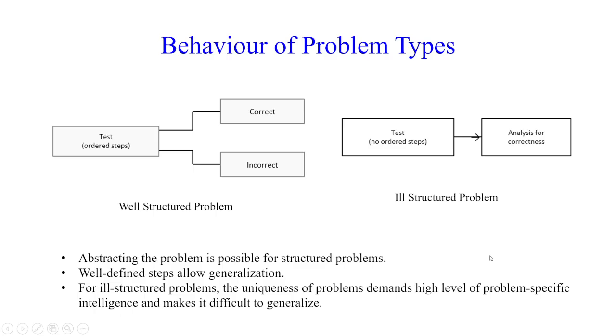For an ill-structured problem, the uniqueness of each problem makes generalization very, very difficult because each problem is different. You cannot abstract away the context, because the context is precisely what determines the answer. This distinction has profound implications for how we build AI systems. Well-structured problems can be handled with rules and are deterministic. An ill-structured problem must be handled adaptively and probabilistically, with the capability of learning from experience.